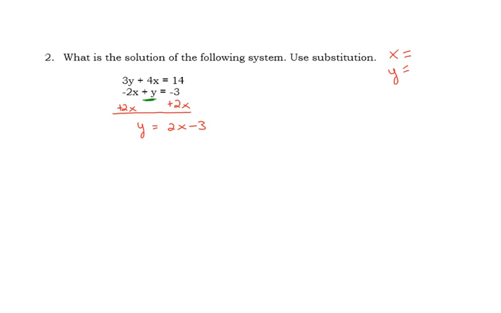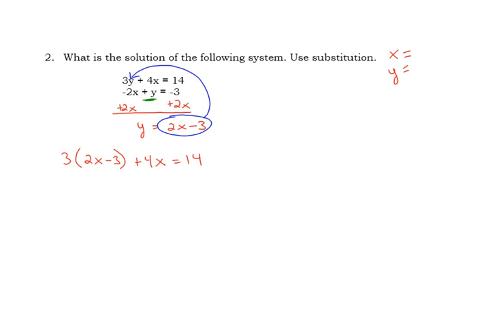Now, step 2 says take that expression, whatever the y is equal to, and substitute it into the other equation, the one that we didn't use, which is the first one. So now instead of 3y, we're going to have 3 times the value of y, which is 2x minus 3. And then the rest of the equation, plus 4x, equals 14.